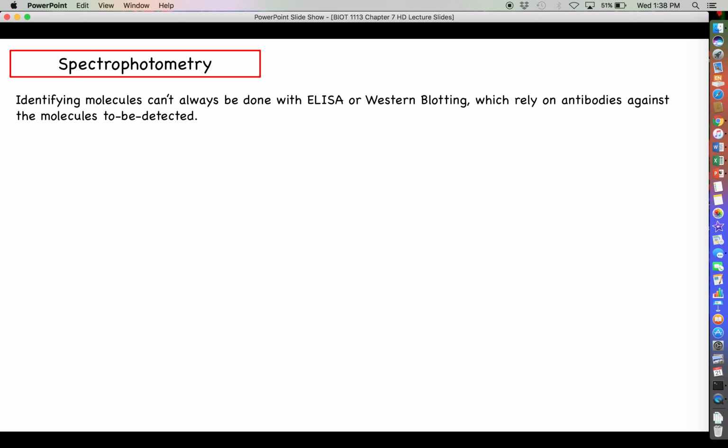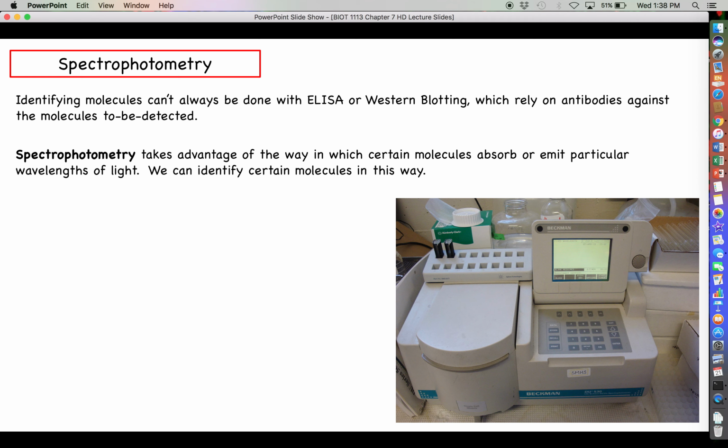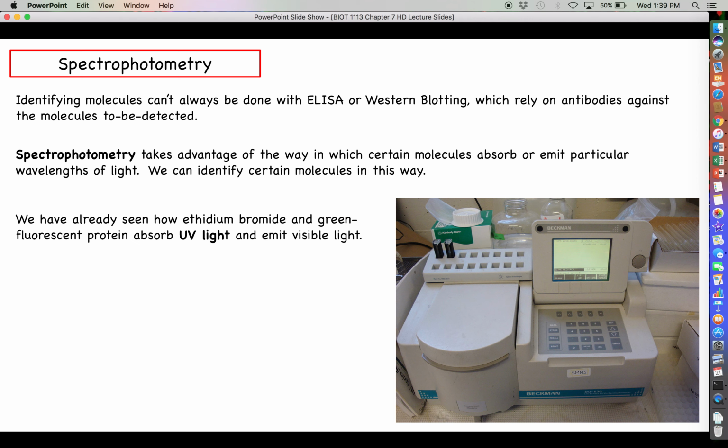So what spectrophotometry is all about is that it takes advantage of the way in which certain molecules absorb and emit particular wavelengths of light. So basically, we are working on the principle of how molecules interact with radiation. Different molecules will interact with light in different ways, and we can use this to identify certain molecules. So we've actually already seen this principle in action several times throughout the semester.